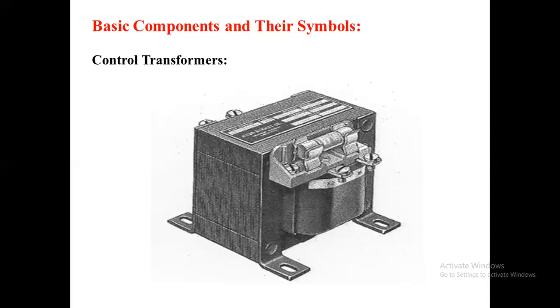Notice that the transformer has two primary windings. These are usually each rated at 240 volt AC, and by connecting them in parallel we obtain a 240 volt AC primary, and by connecting them in series we have a 480 volt AC primary.